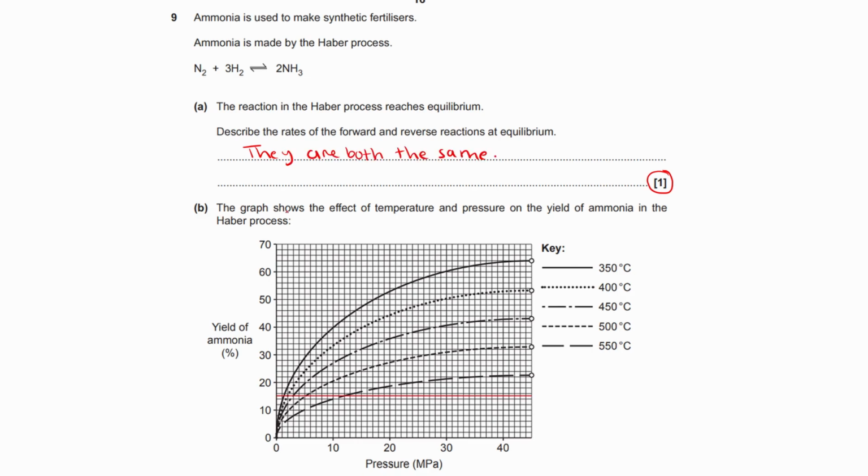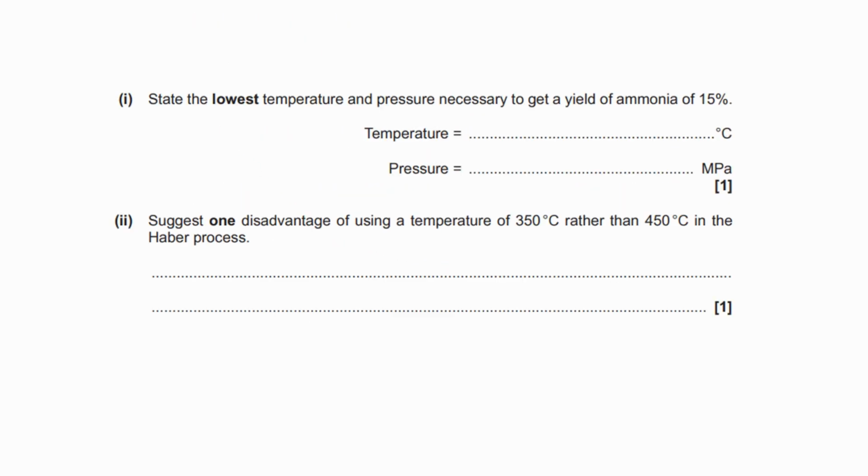Part B. The graph shows the effect of temperature and pressure on the yield of ammonia in the Haber process. So we've got the pressure in megapascals on the x-axis, the yield, how much ammonia they're making, the percentage yield of ammonia on the y-axis, and we've got the key here, so each of these different lines are for the different temperatures that it happens at. So, part I, state the lowest temperature and pressure necessary to get a yield of ammonia of 15%. So we need the temperature and the pressure in megapascals.